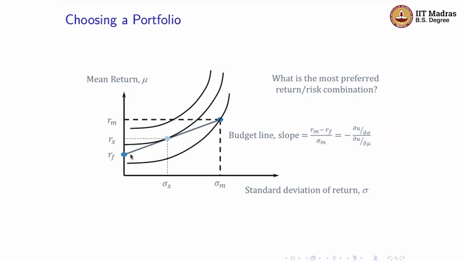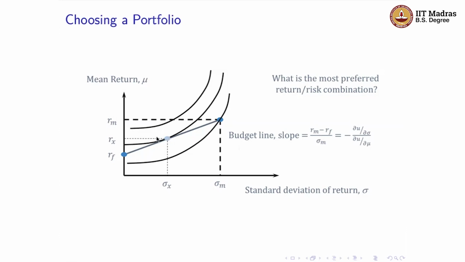We also have the budget lines, and we have found that the slope of the budget line is given by this expression. So as usual, the optimal point is going to lie at a tangency point, where the slopes of the budget line and the indifference curves become equal. And that would be the most preferred risk return combination.